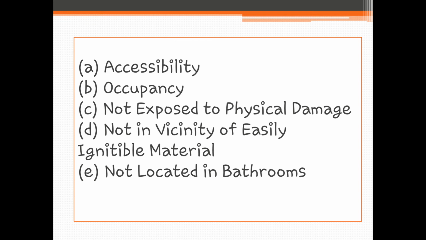Letter B is occupancy. As I have said, each occupant shall have ready access to all overcurrent devices protecting the conductor supplying that occupancy. Letter C is not exposed to physical damage. Of course, our overcurrent protective devices should be located where they will not be exposed to physical damage.